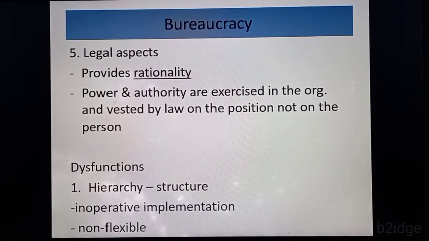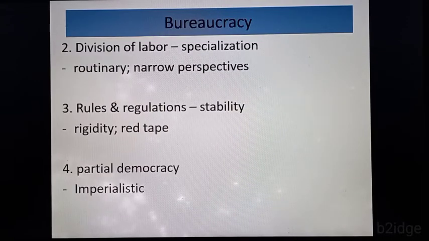However, there are dysfunctions in this bureaucracy. First, the hierarchy or the structure. To a certain extent, it is inoperative in implementation and it's not flexible. Then there's division of labor, that specialization. Well, it's routinary and it's a bit narrow in perspective. Then the rules and regulations, their stability, but the rigidity that it causes, to a certain extent, ends up with red tape. And then the partial democracy, well, it's a bit imperialistic.